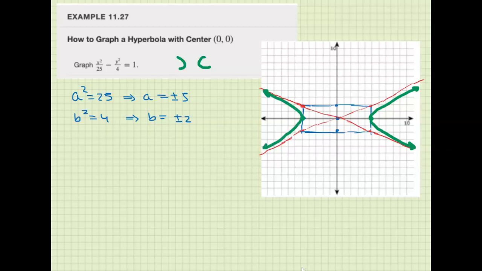Okay, so the green is the hyperbola graph. The other stuff is just to help us draw it. Okay? Alright, so you can see the vertices of the hyperbola are here. So the center is at 0, 0. This vertex is at negative 5, 0. And this vertex is at positive 5, 0. Alright, that's it. That's the graph of it.